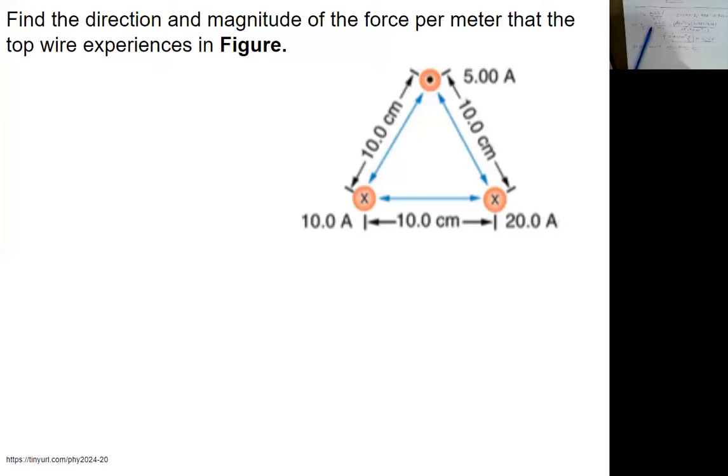So the 3 sides of the rectangular, those 3 forms are the same. So this is an equilateral triangle here. Now the wire on top carries 5.00 amps of current. One at the bottom carries 10.0 amps. The other one carries 20.0 amps. So it's asking you to find the direction and magnitude of the force per meter that the top wire experiences.